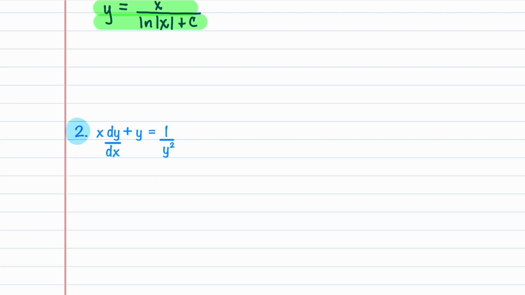Let's now look at our second example. This is one where our n is going to be negative. Our first step is to put our equation in general form and find n. This one actually is almost in general form. I'm just going to change the right-hand side, and I'm going to write this as y to the minus 2 so that we can see that n is equal to minus 2.